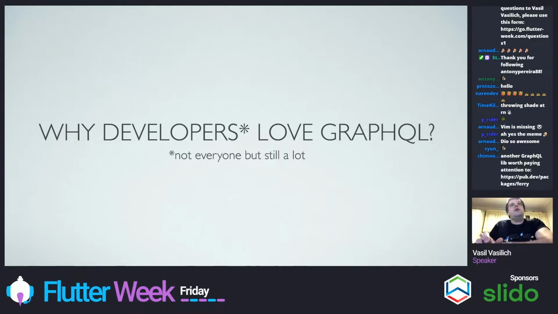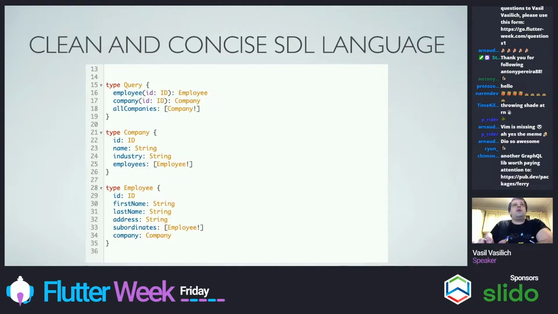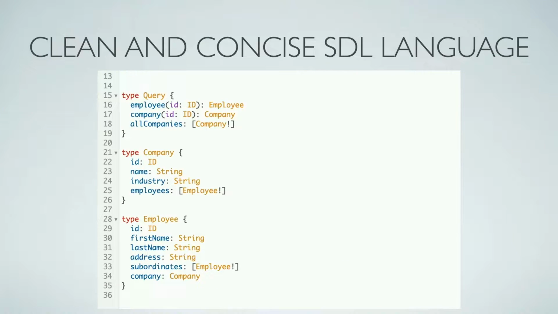Let's continue. Why do developers love GraphQL? Actually, not everyone, but still a lot, I assume. GraphQL gives us a clean and concise schema definition language. So while you're developing your backend, you will naturally have this schema which describes all the data structure and all the types to the last bit.